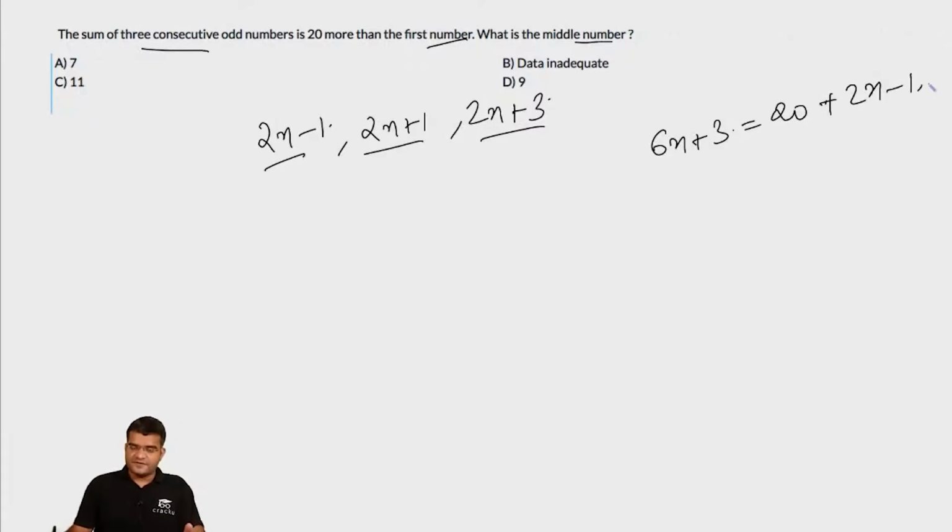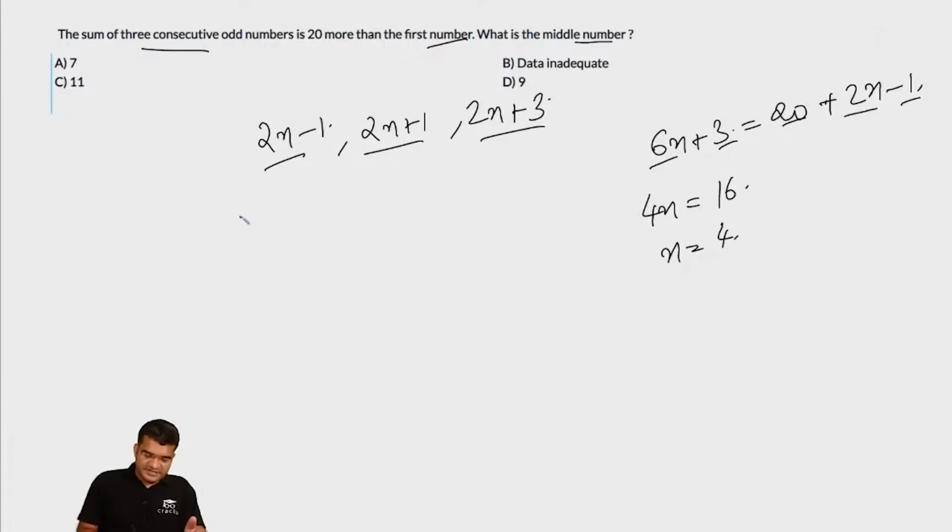If you are simplifying this, 6n minus 2n is 4n, is equal to 20 minus 1 is 19 minus 3 is 16, so the value of n is equal to 4. So the three consecutive odd numbers are 7, 9 and 11. The middle number therefore is equal to 9. So the correct answer is option D.